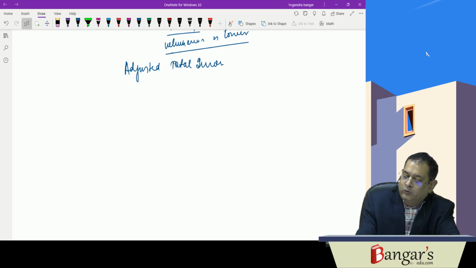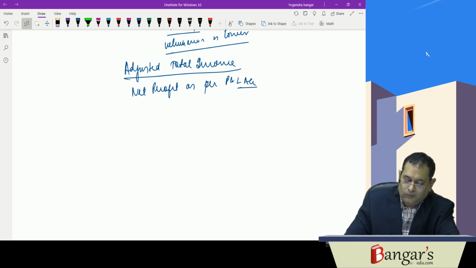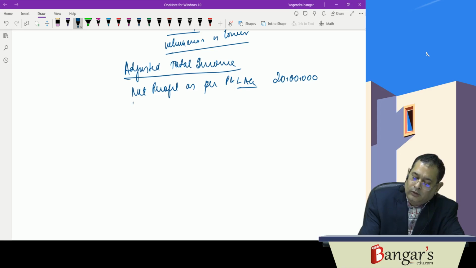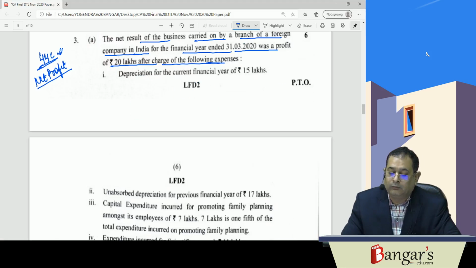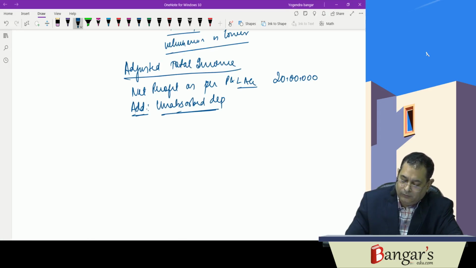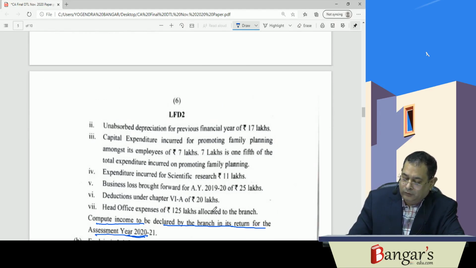What does adjusted total income mean here? It is the net profit as per the P&L account, which is 20 lakh rupees. Then we have to add the unabsorbed depreciation which has been charged here. The 15 lakh is the current year depreciation. So depreciation won't be added back, but unabsorbed depreciation will be added back. Current year depreciation of 15 lakhs won't be added back. Unabsorbed depreciation of 17 lakhs will be added back.